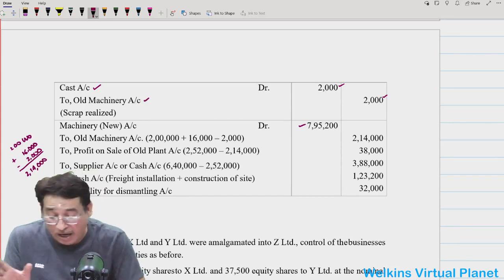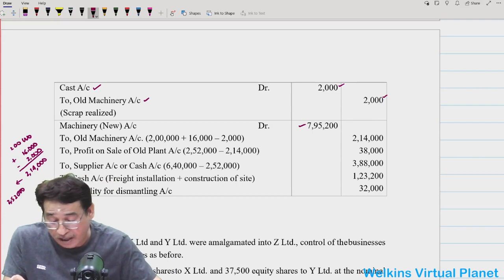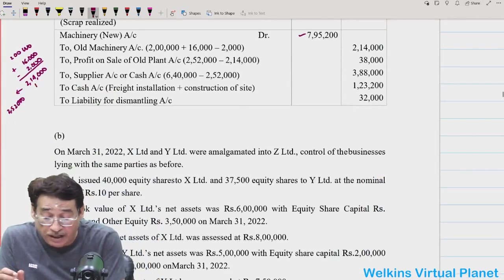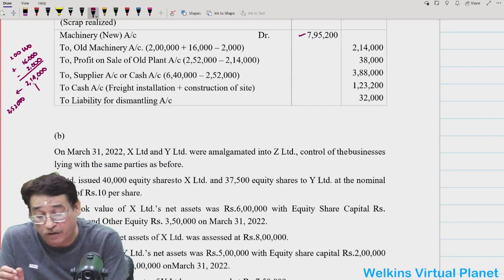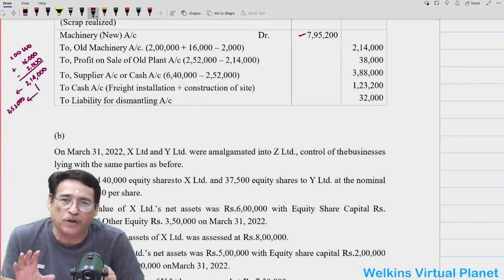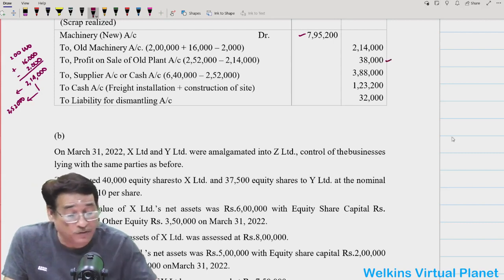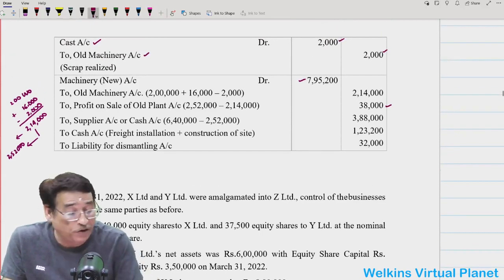So we may say that old machinery right now has a net carrying amount of 2,14,000. And your supplier has agreed to take it for how much? 2,52,000. Your supplier told you that he will pay you 2,52,000. So that means the net carrying amount of your old machinery is 2,14,000, while your supplier is taking up this particular machinery at 2,52,000. Quite obviously, you will have a profit. So profit will be equal to 38,000. Your old machinery is moving out of your premises now, with a net carrying amount of 2,14,000.